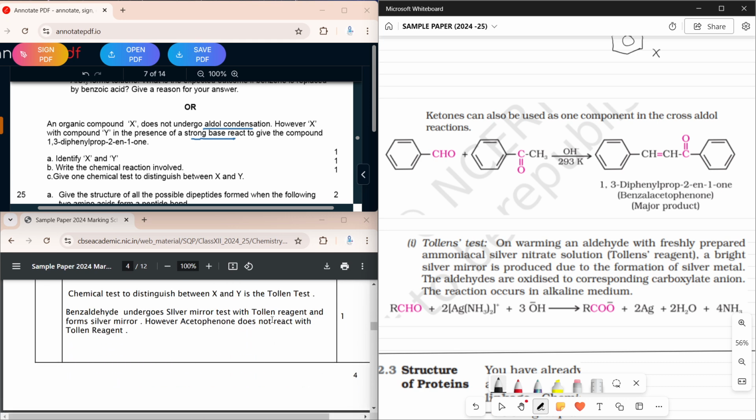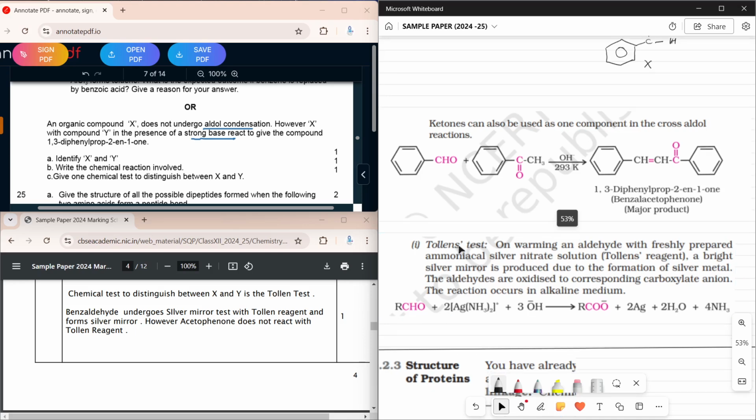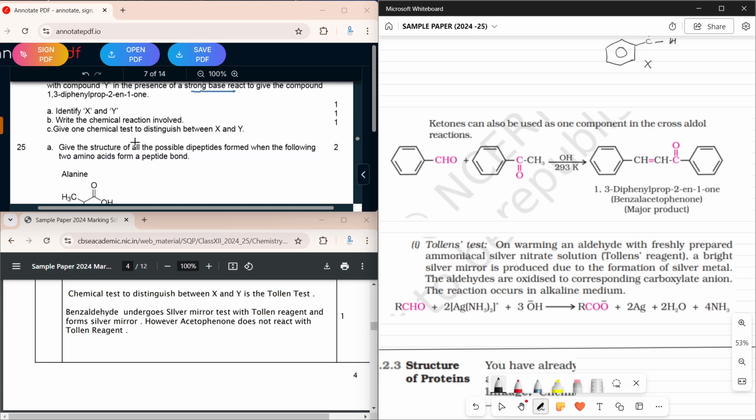But basically, the Tollens reagent with benzaldehyde will give us a product. However, the acetophenone does not react with Tollens reagent. And that's how we are able to distinguish between the two.